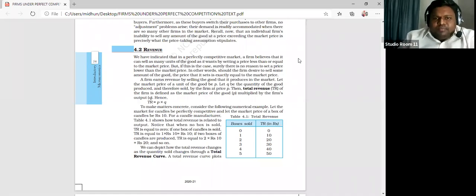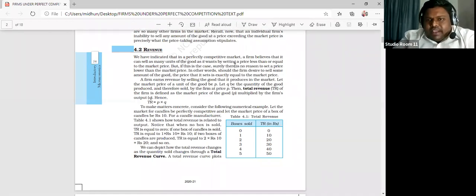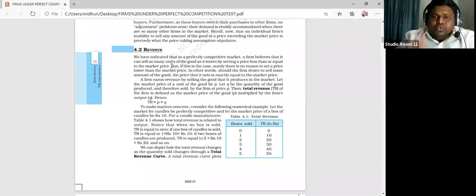A firm believes that it can sell as many units of the good as it wants by setting a price less than or equal to the market price. That's the first condition. The firm is able to sell as many goods as it wants by setting a price less than or equal to the market price. Clear? But will this work out or not? That's what we are going to discuss now.